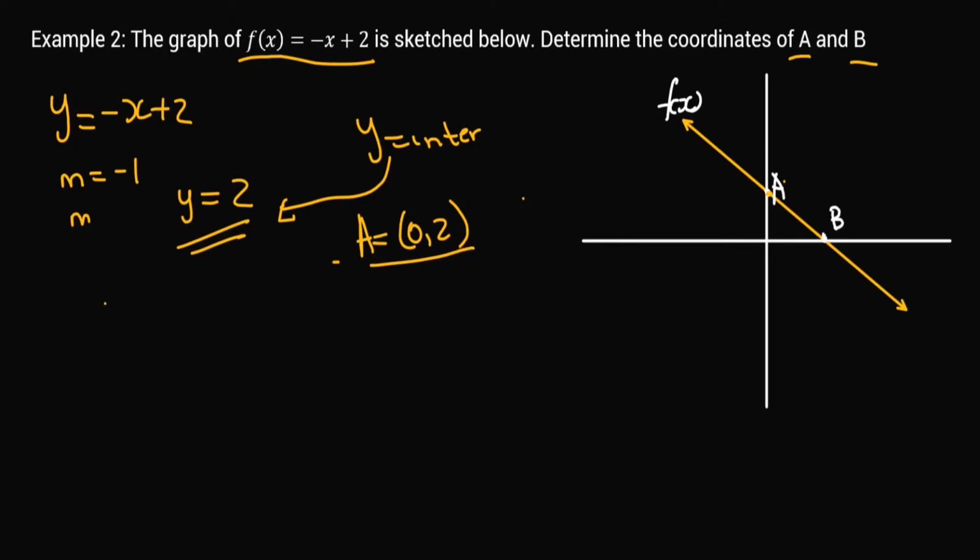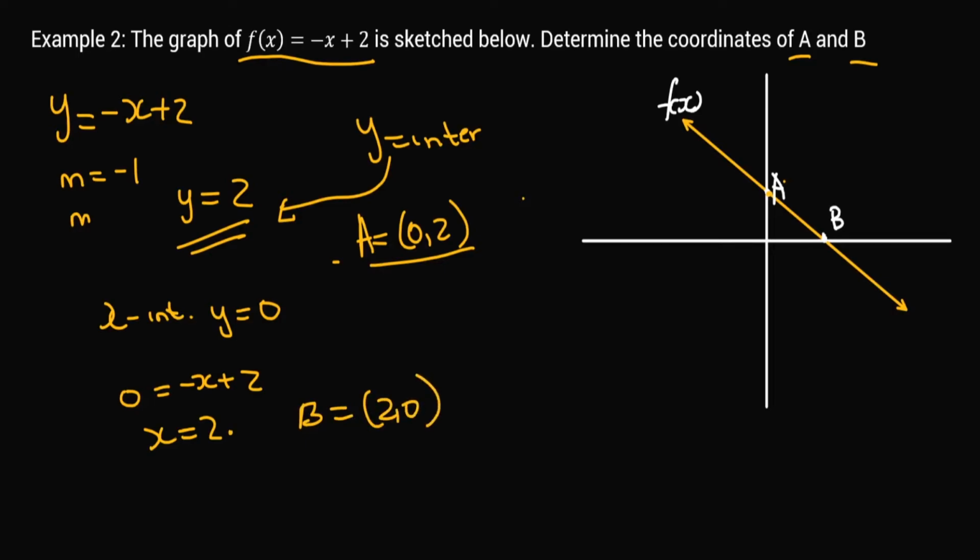Going to B, you can see that B is your x-intercept. That means you have to make your y equal to 0. So when we make y equal to 0, we have minus x plus 2 equal to 0, and then x is equal to 2. And B is equal to (2, 0). And that is your full answer.